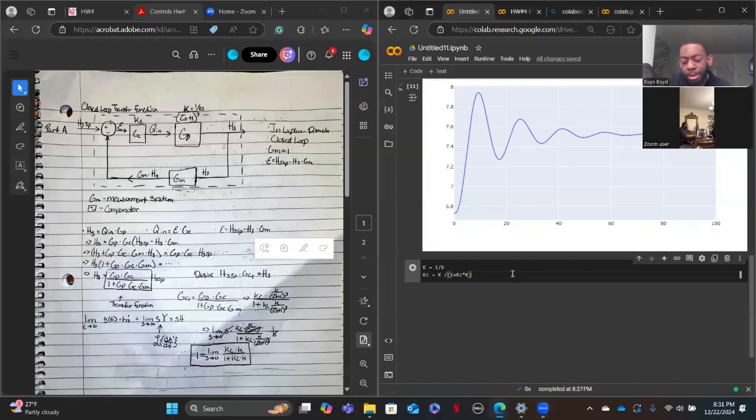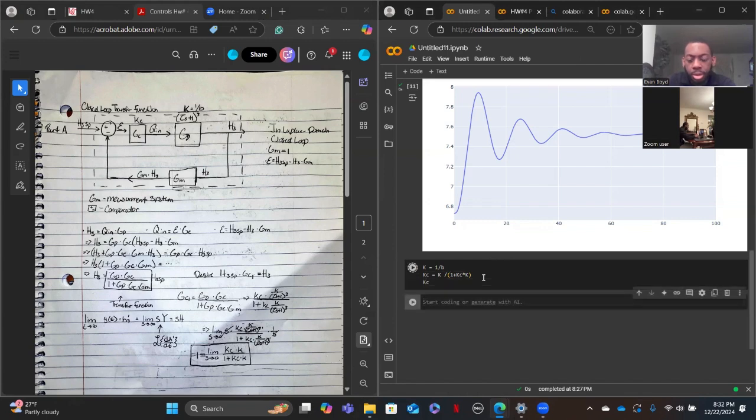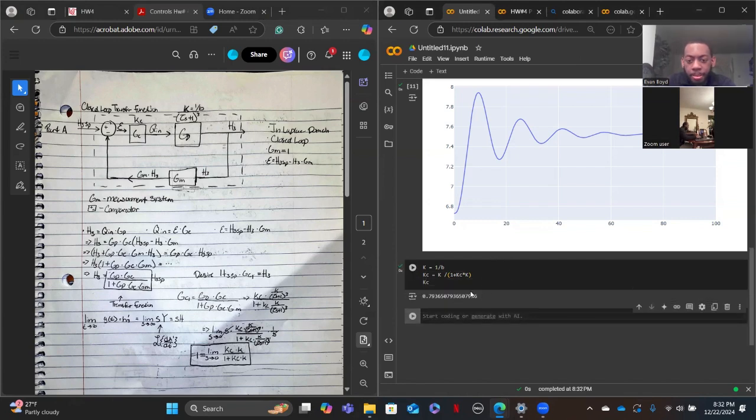Okay, I'm back. So like I said, find our controller KC. All it is, KC is equal to K divided by 1 plus KC times K. We're just using the limit that we found down here to solve for this. So we can display KC, which will give us this number right here, 0.79, which is our theoretical controller.